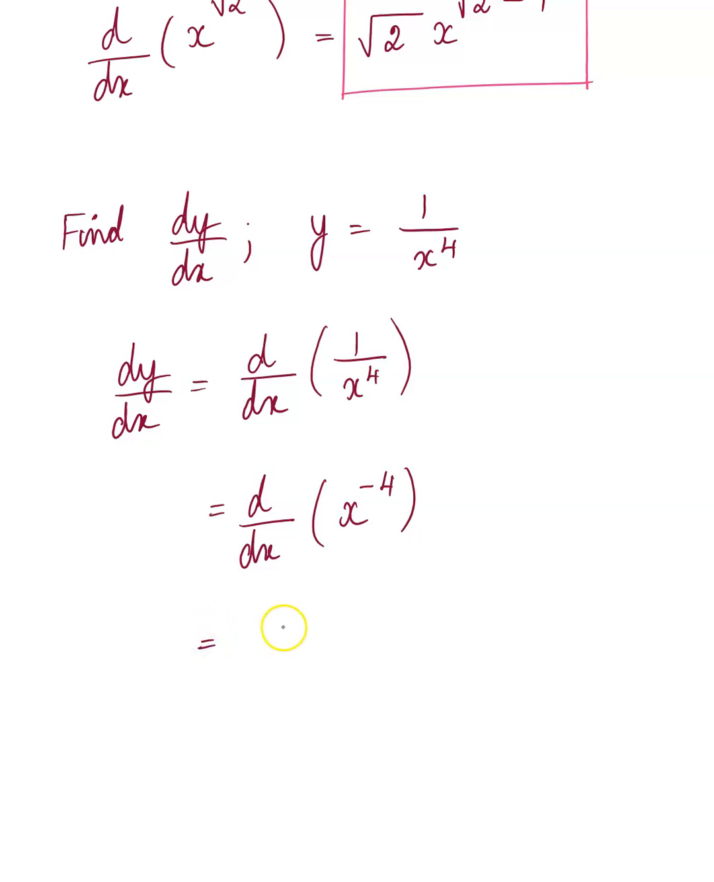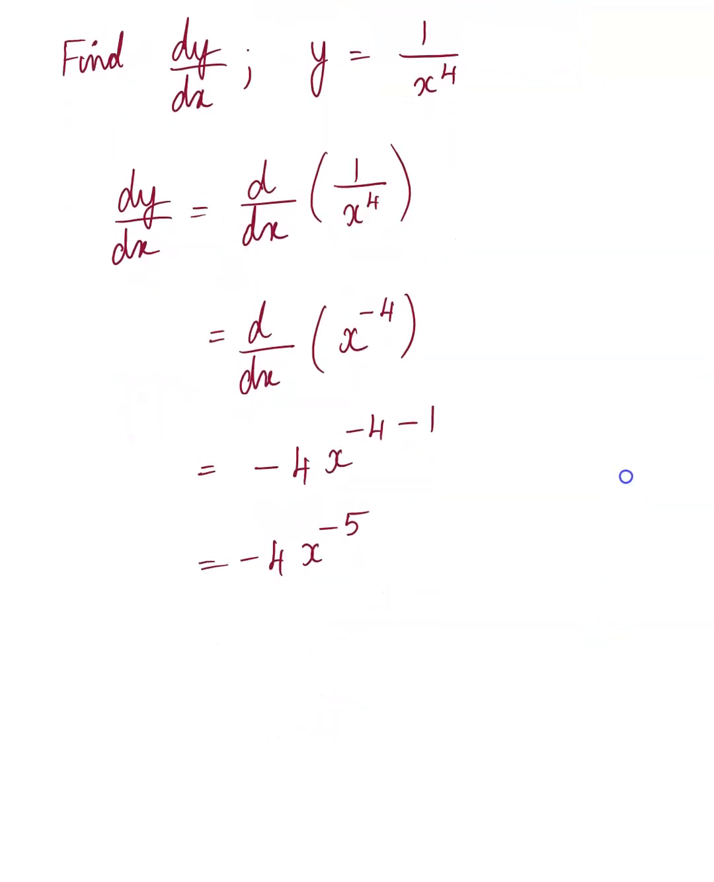So that's going to be negative 4, x power negative 4 minus 1. And that will be negative 4 x power negative 5, isn't it? As always, we try to rewrite the answer without the negative exponent. That will be negative 4 over x power 5 because you flip the base and you change the sign.